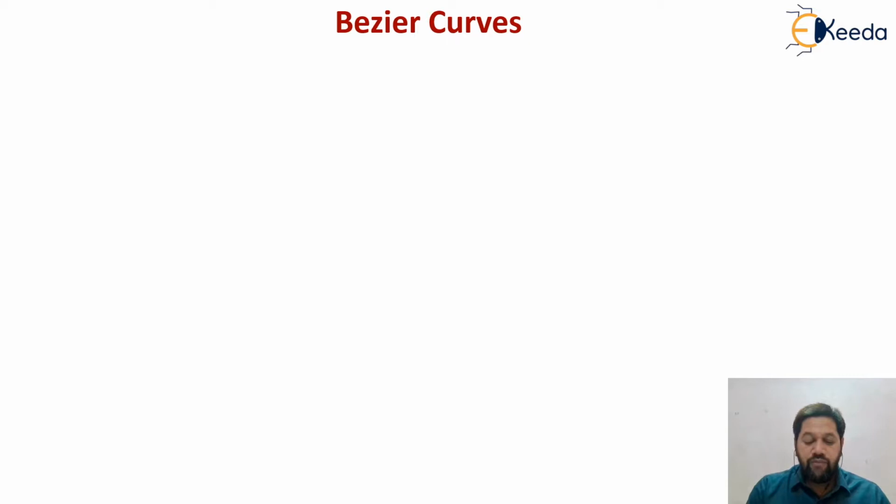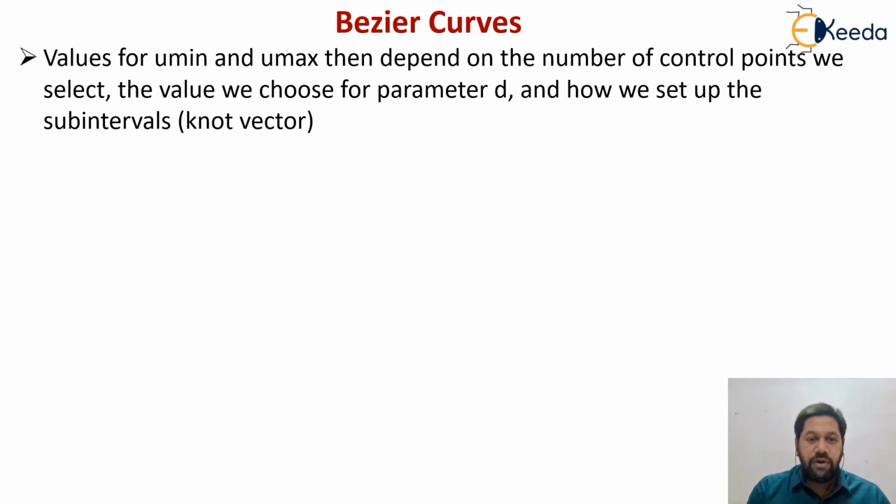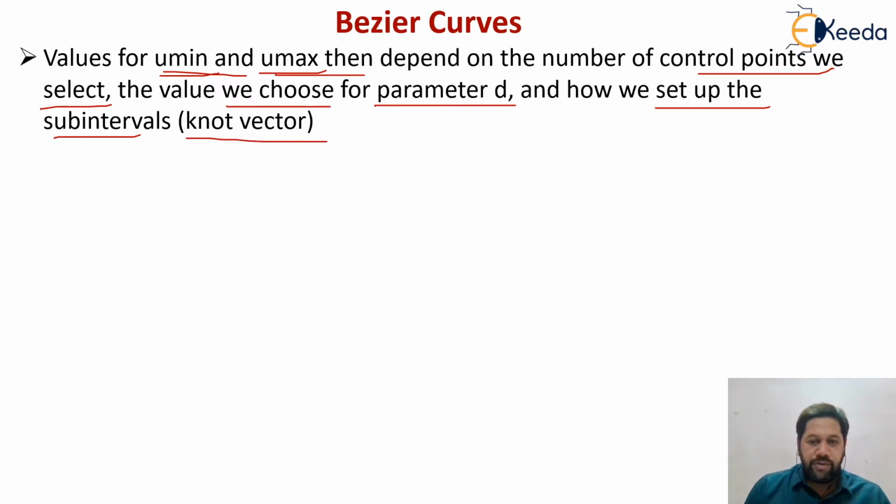Now with this, let us continue our discussion of the B-spline curve. Values for u minimum and u maximum depend upon, as in the previous case, the number of control points we select, the value we choose for parameter d, and how we get the set of subintervals or the knot vectors.